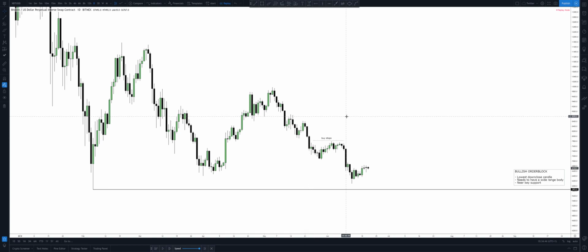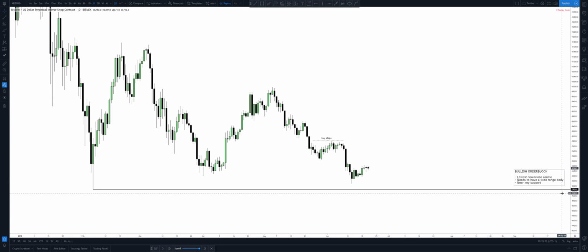Hey guys, so in this video I will be discussing the bullish order block concept, and I'll be doing some more video series on several subjects, but we'll start with the basics. So a bullish order block, I've marked out 3 basic rules right here on the right side of the chart.